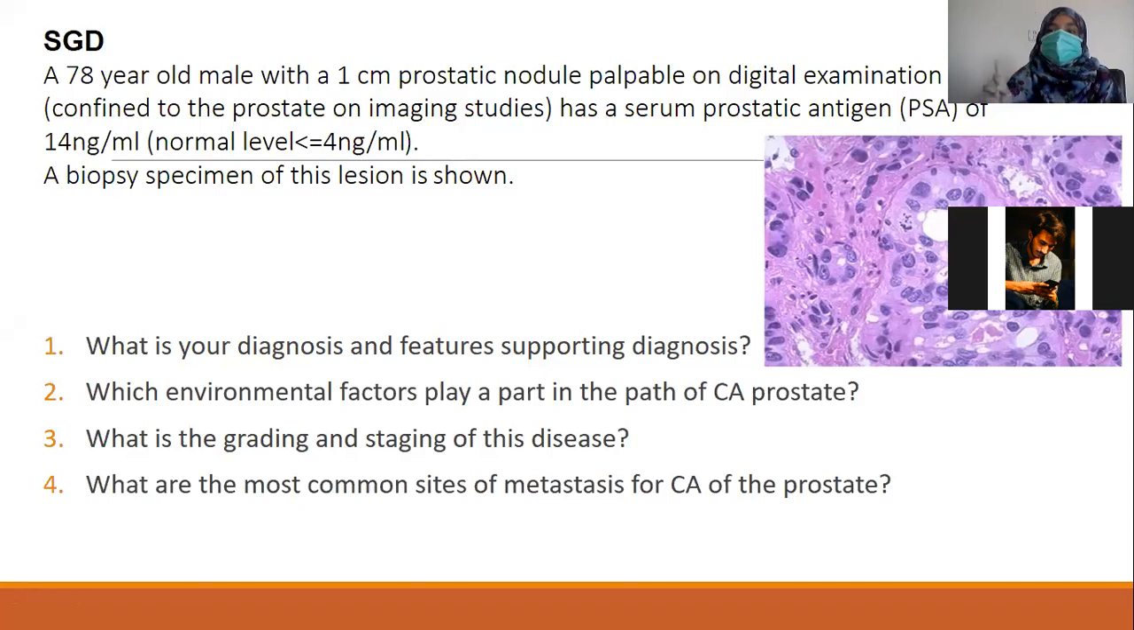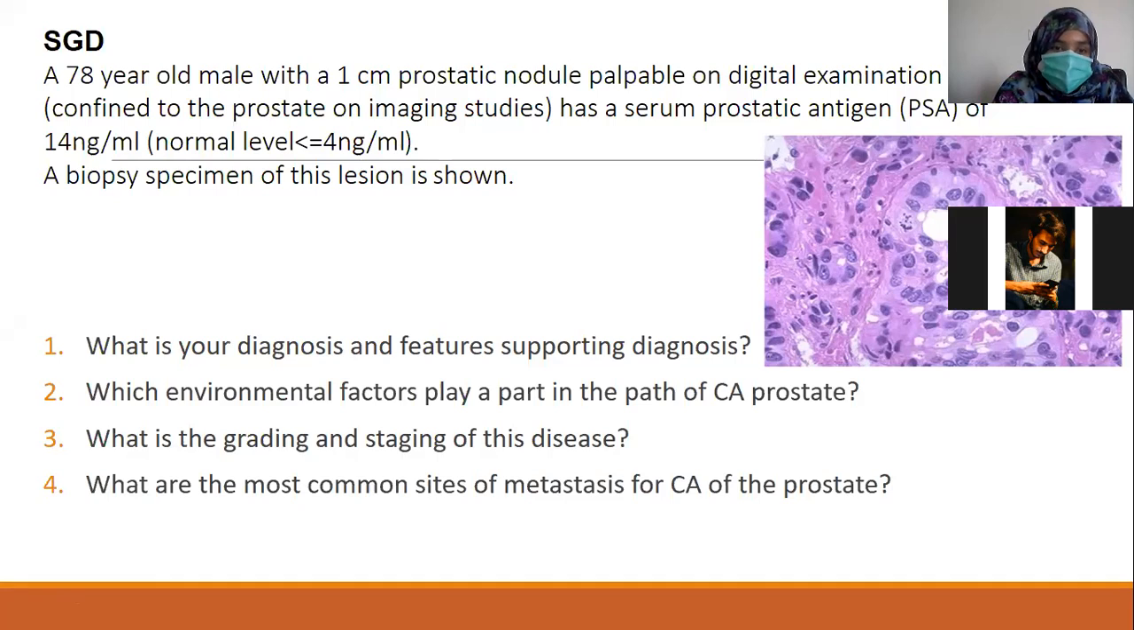Remember one thing, there is no cigarette or alcohol association with prostatic carcinoma. Never confuse it with cigarette smoking or alcohol. So it is only with fat intake, and conversely, vitamin E intake reduces the risk of prostatic carcinoma.